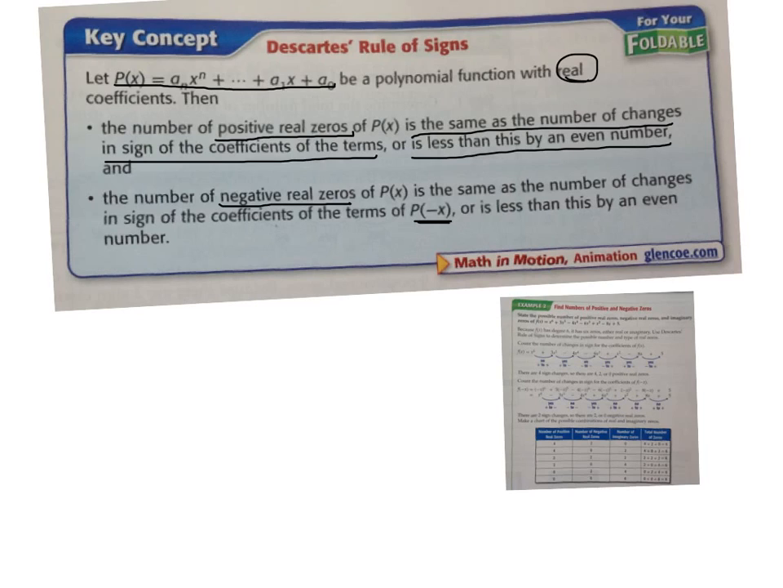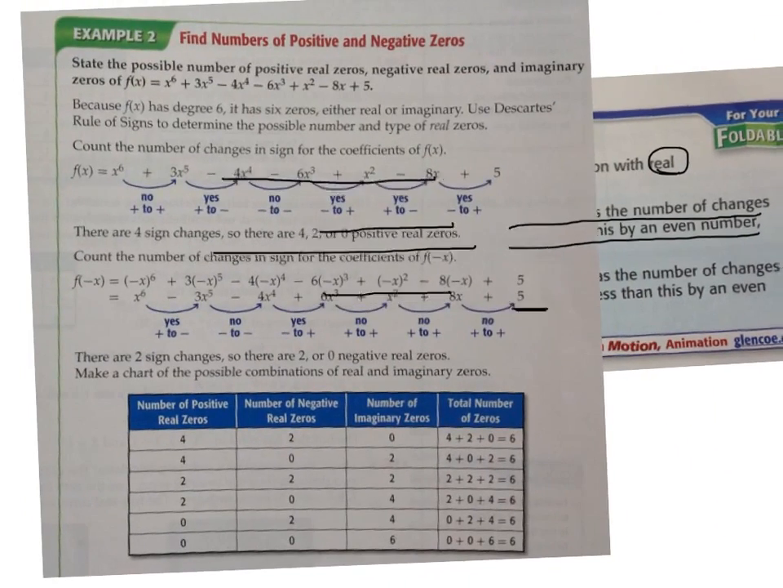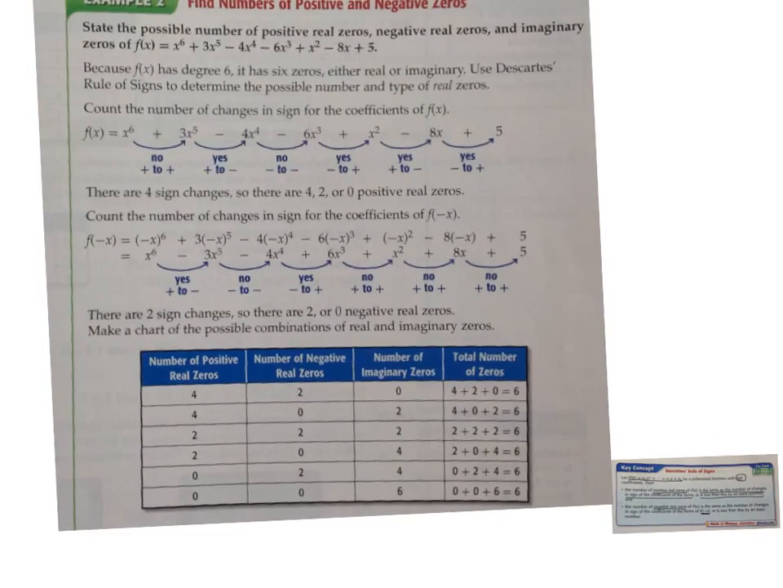Now I think from here we need to go right to the example. All right, so here's our example, and they give us a very nice polynomial, x to the 6th plus 3x to the 5th minus 4x to the 4th minus 6x to the 3rd plus x squared minus 8x plus 5.